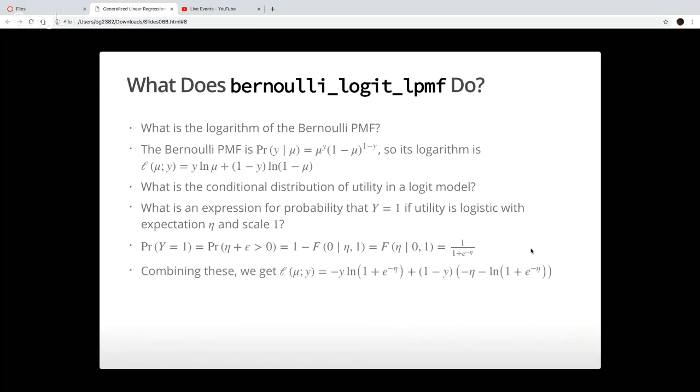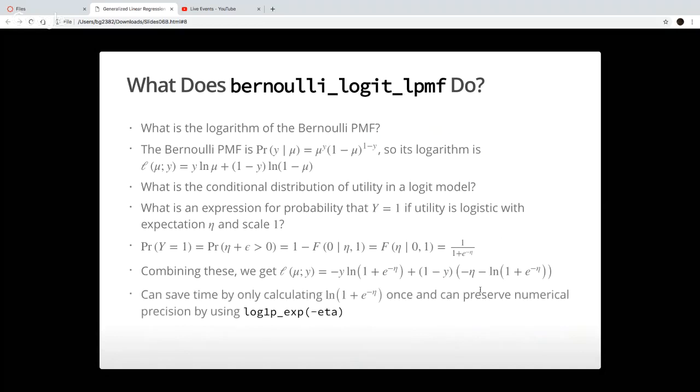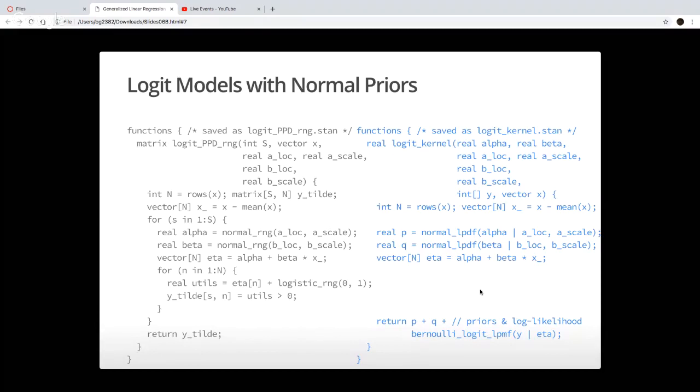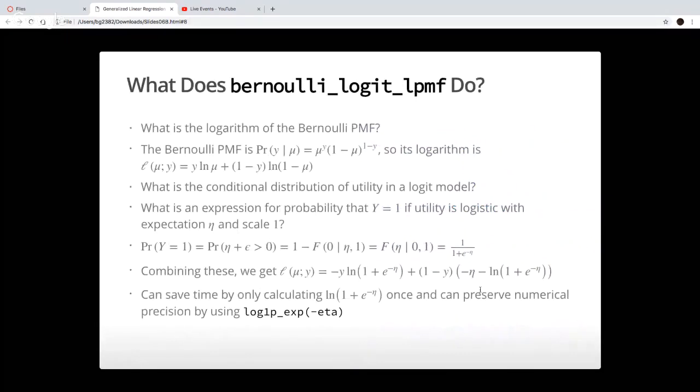If we combine those and substitute that expression for mu, then we get something like this when we simplify it down. And the reason why we have functions in Stan like bernoulli_logit_lpmf is because a lot of times when you take the logarithm, you can simplify it down. So maybe you can evaluate the function faster. Maybe you can evaluate it with more numerical stability, etc. And so it's faster to just calculate the logarithm of 1 plus e to the negative eta once and use it twice, so save some time there.